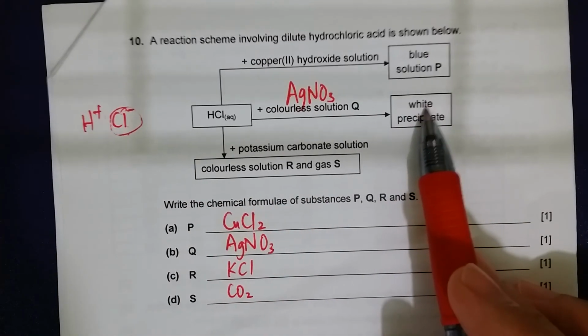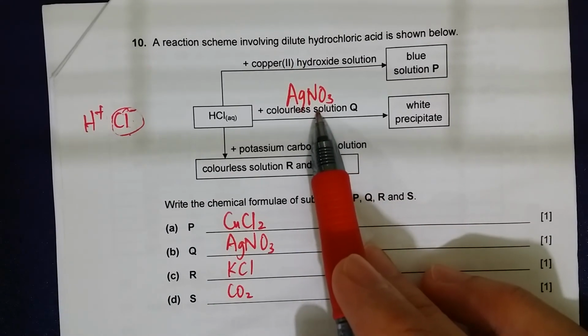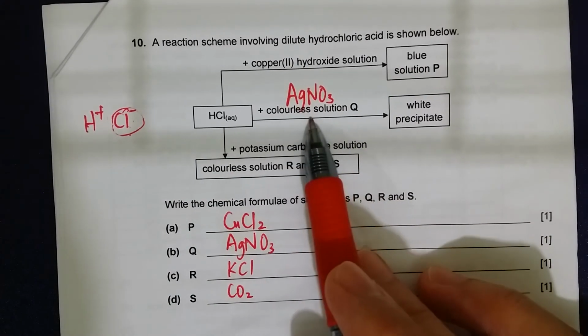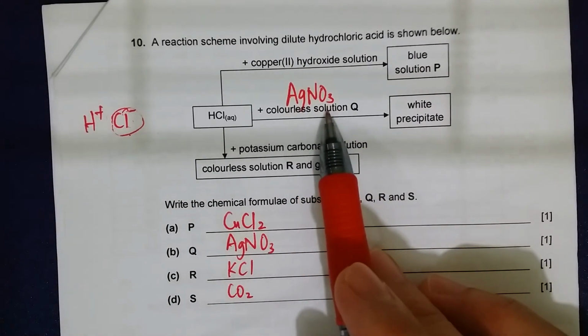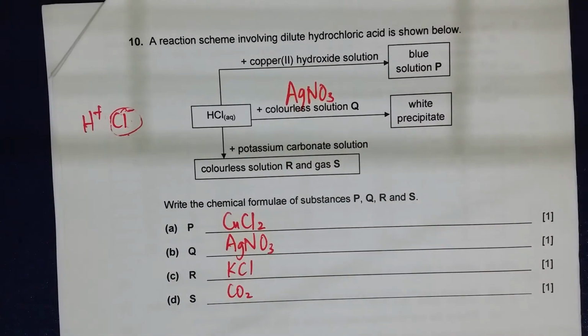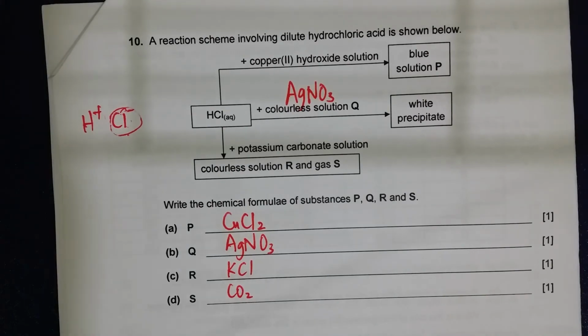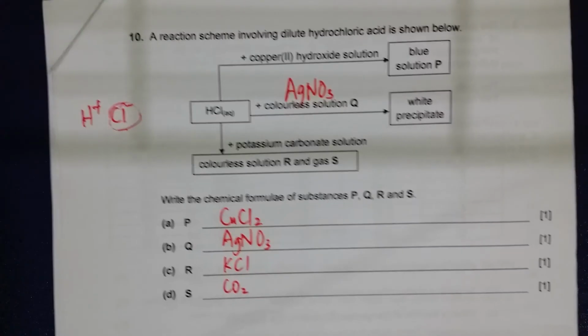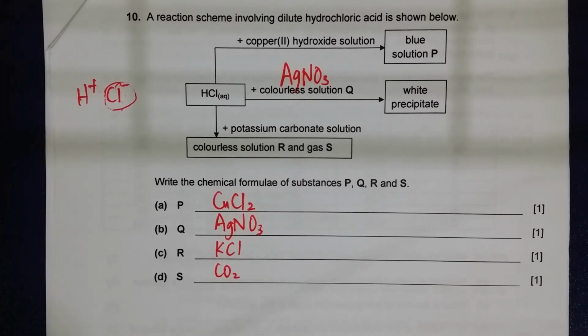And when this one is silver chloride, this one must be silver something, and the silver something must be soluble. Colorless solution, it must be soluble. So it's silver nitrate, because all nitrates are soluble. Alright, that would conclude the 2013 mid-year paper, paper 3, section A.